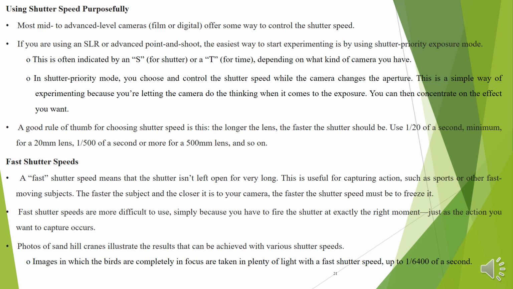A good rule of thumb for choosing shutter speed is this: the longer the lens, the faster the shutter should be. Use 1/20 of a second minimum for a 20mm lens, 1/500 of a second or more for a 500mm lens, and so on.